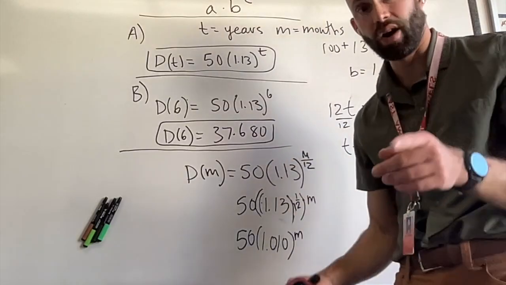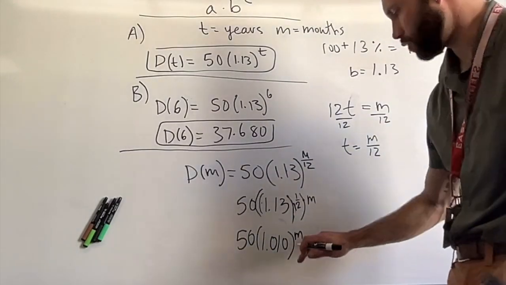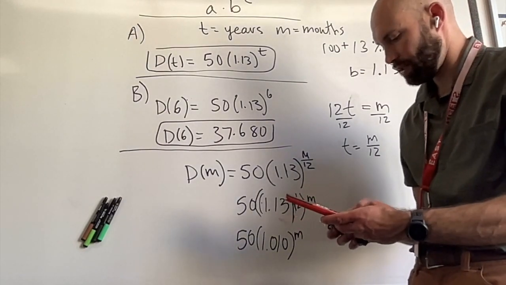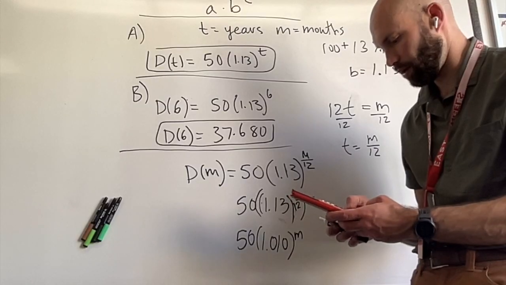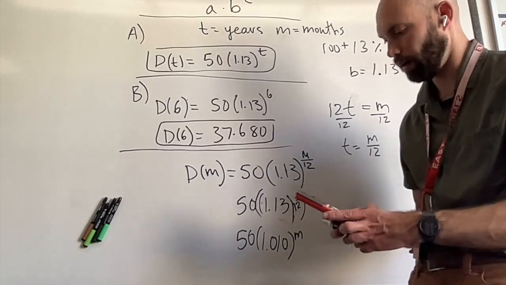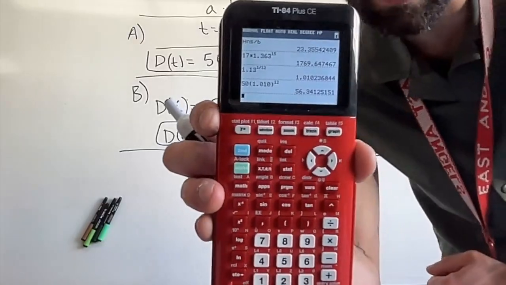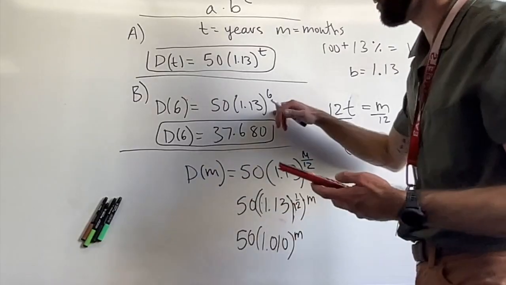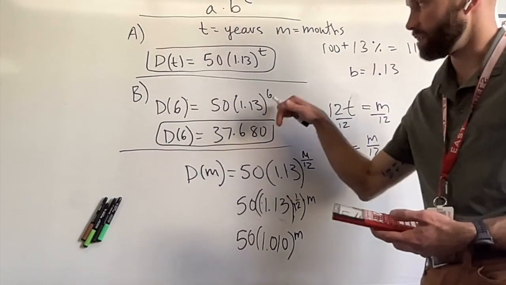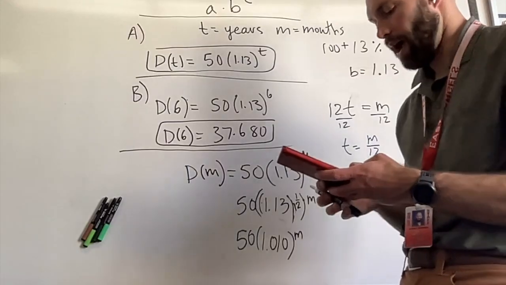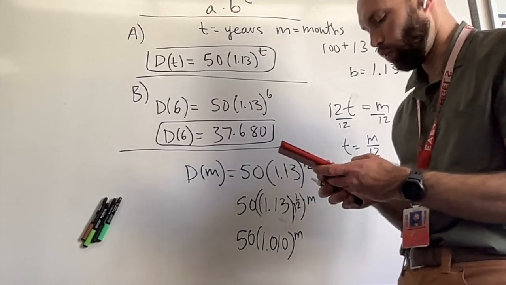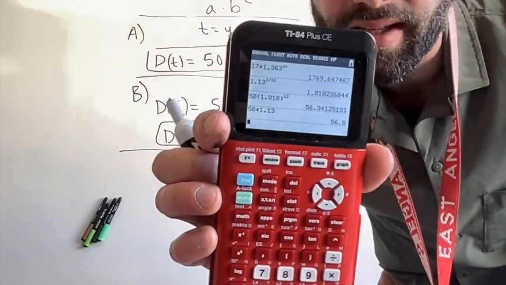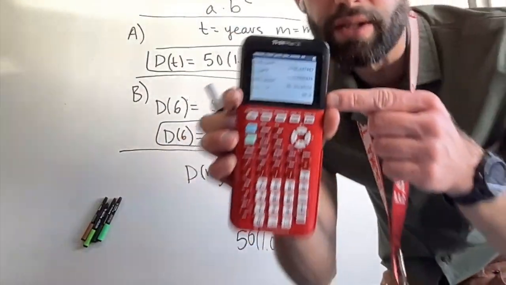Let's check this out. Let's try it. If I plug in 12 here, I would have 50 times 1.010 raised to the 12th power. And I plug that in, I got 56.3. That's for 12 months. Let's go back to our previous equation. What if I do this equation, but for 1 year? I would do 50 times 1.13 to the first power. And that also gave me 56. Now, there's a slight difference there.